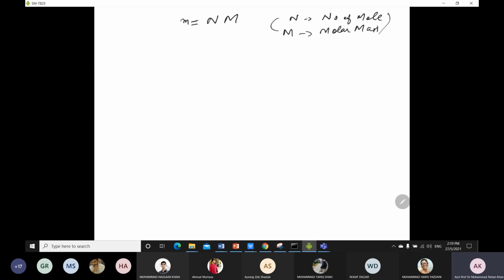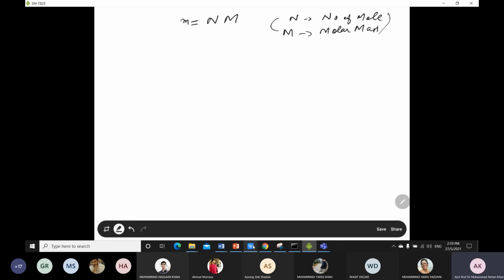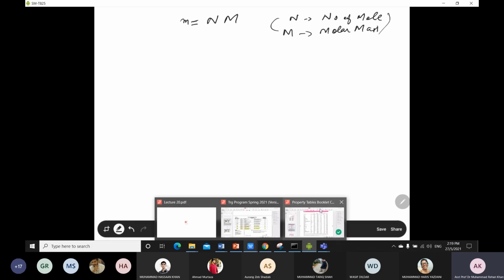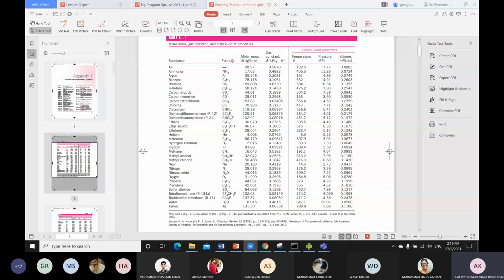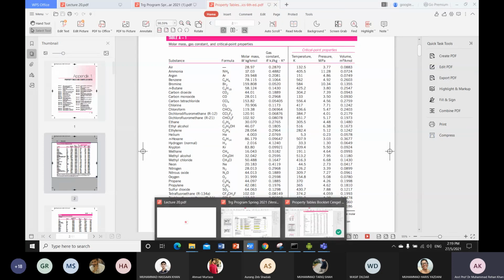and M is the molar mass. Molar mass you can easily find for gases in your thermodynamic table. If you go to thermodynamic table A1, you can easily find the molar masses given over here. If you are talking about air, the molar mass is given here. For any gas which you are interested in for analysis, you can take that molar mass from table A1.